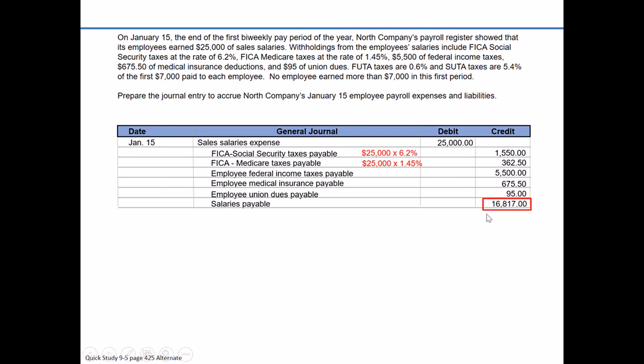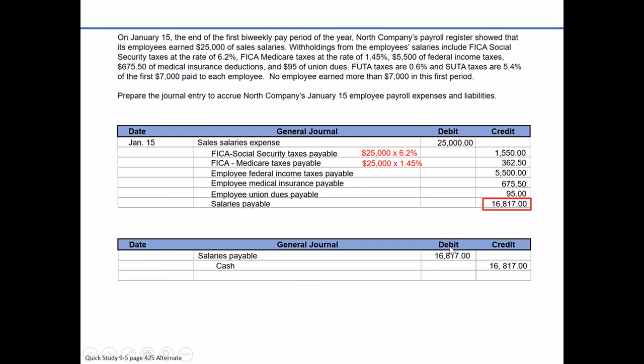That's also called net or take-home pay, and that's an important thing. You may be asked to calculate what's the total net pay. What that means is that's the total dollar amount that those employees are actually going to be able to take to the bank.